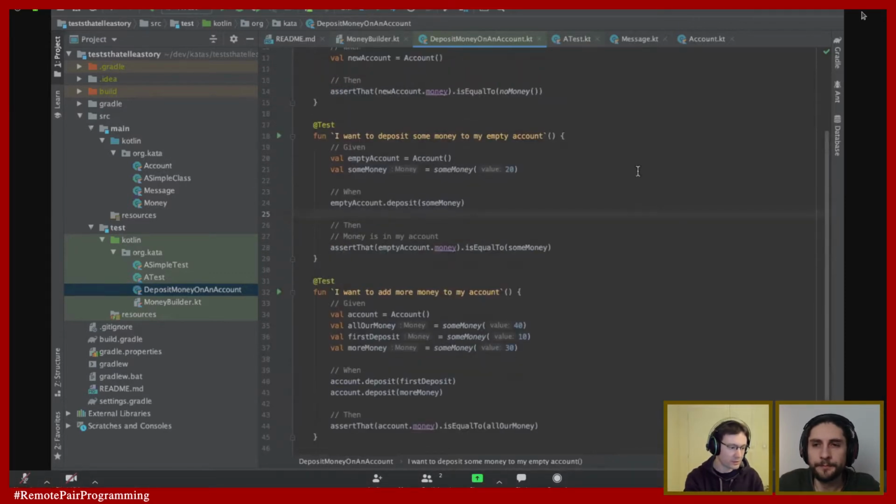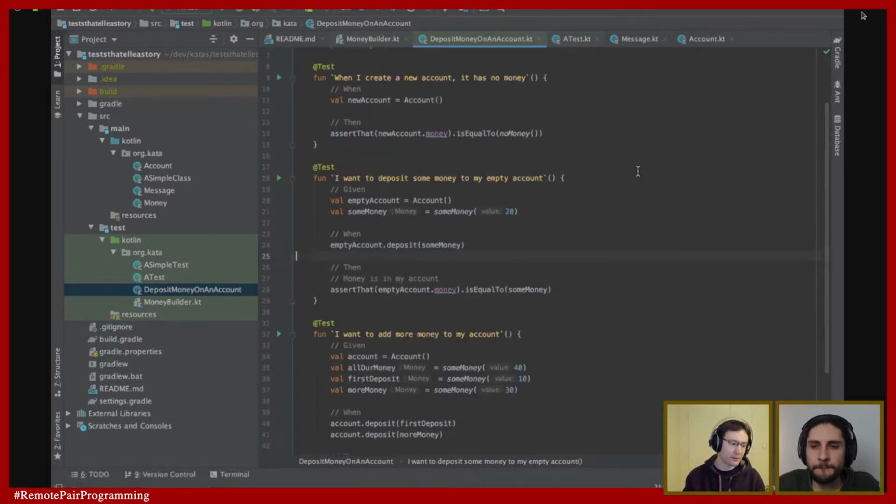So what I like about this test is that it tells a whole story of what will happen when you have an account and you create it, and then you add money, and then you add more money. So it really makes sense and helps people to understand what the code actually does. So we're telling the story of the code now with these tests. That's the idea. Yes, we can have a look at the code.